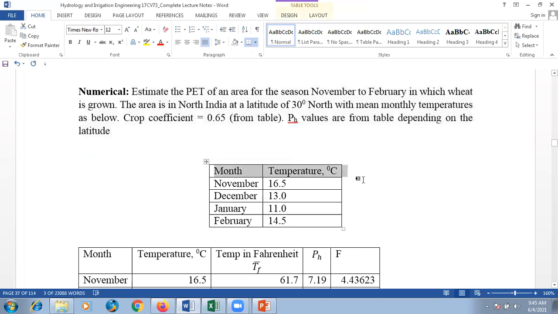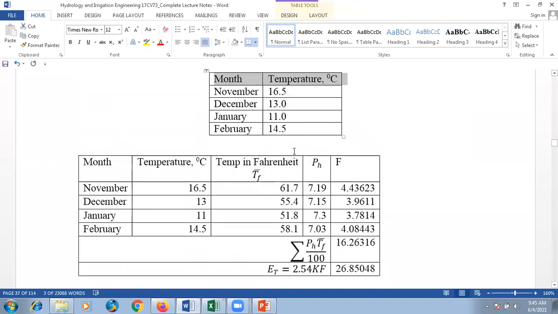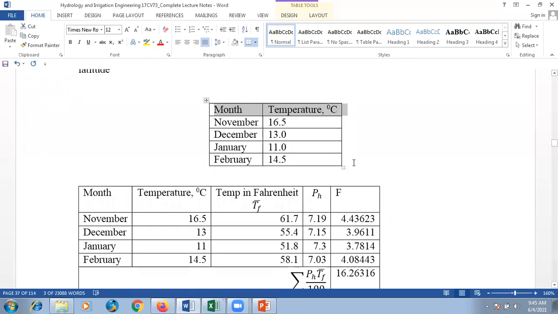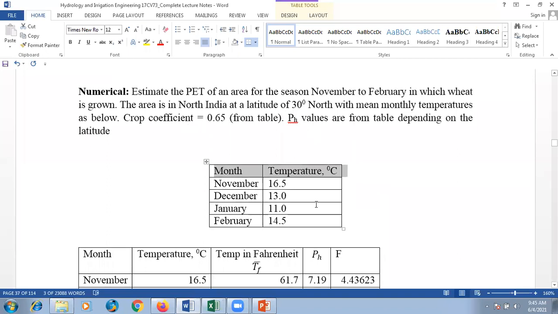Now here you have to understand one thing. The moment we are provided with the latitude, the monthly temperature and daytime sunshine hours can be obtained from a table. In the problem statement, the temperature is given, whereas the value of pH is taken from the table.